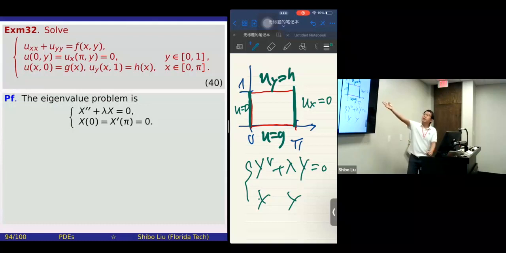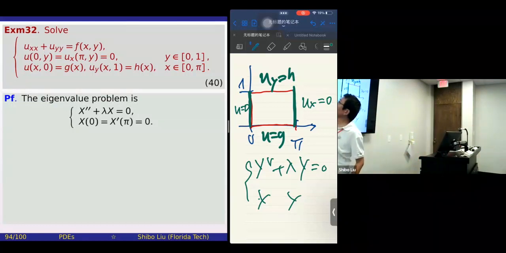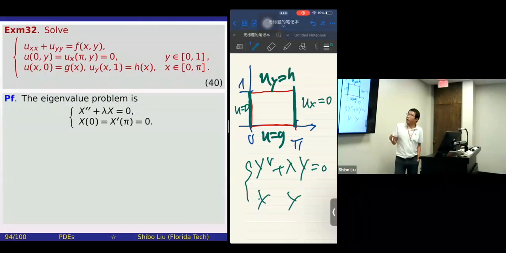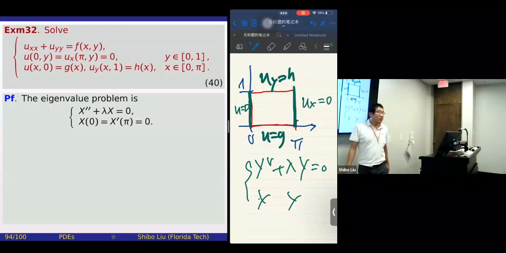For our problem, we need to consider the eigenvalue problem for x because with respect to x, you have a homogeneous boundary condition. At x equal to 0, u is 0, correspondingly X(0) is 0. At x equal to pi, u_x is 0, therefore correspondingly X'(pi) is 0. So we need to consider the eigenvalue problem for x, not for y. For y equal to 0 and y equal to 1, you do not have a zero condition, so you could not make an eigenvalue problem for y. So you have to work with the eigenvalue problem for x.